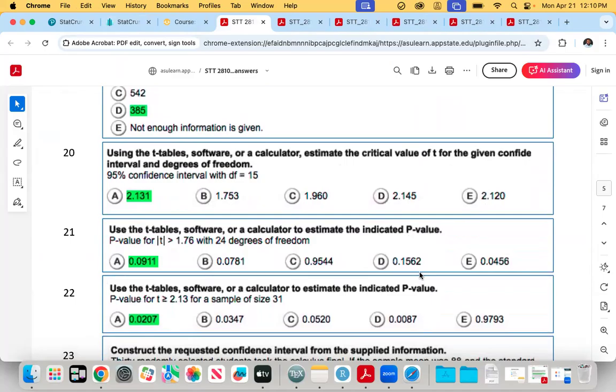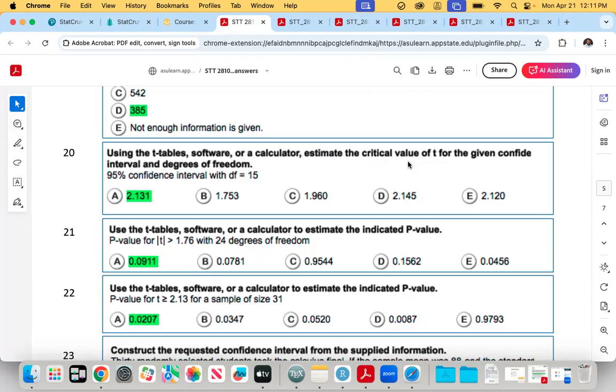What is 20 saying? 20 is saying that we should use a T-table, software, or calculator. All we know in this course is we are going to use StatCrunch to do that. Now, they ask us to estimate the critical value. So we are going to look for the critical value of T.